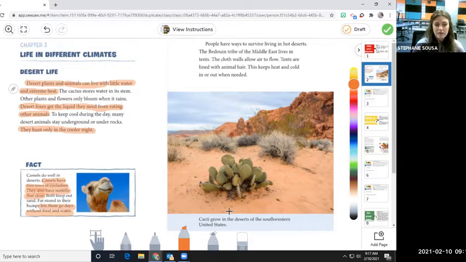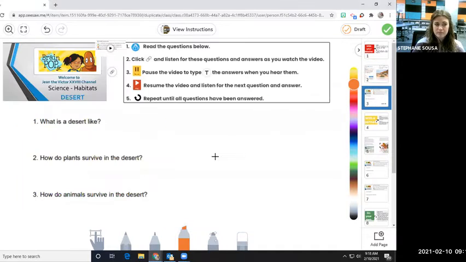Okay, we have a caption here that says, cacti grow in deserts of the southwestern United States. Not really information there about how animals survive either. Okay. So this is how we're going to read a text and look for ways that animals survive inside of the desert. Okay. Slide 2, done. Let's go on to slide 3.